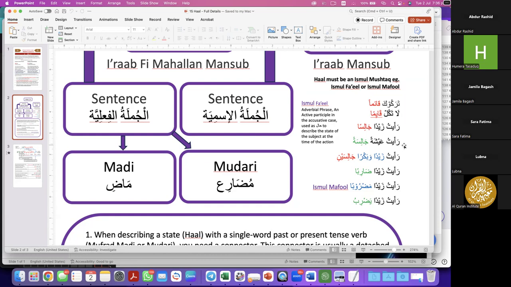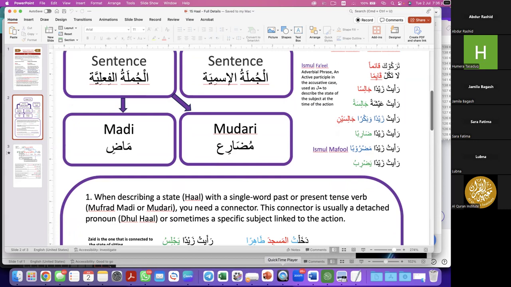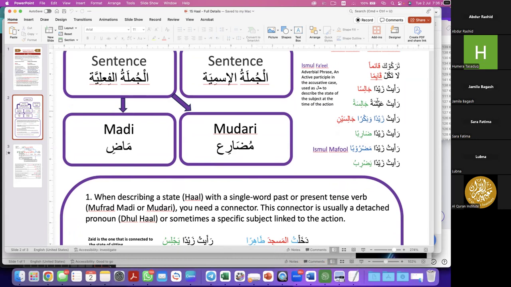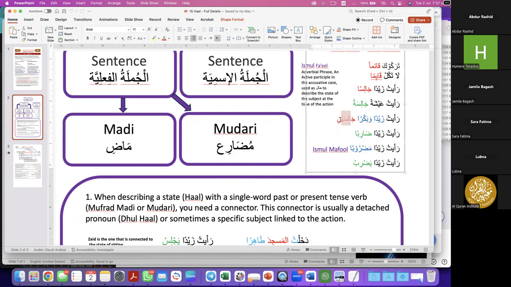Can you see? Not only detached pronoun, not only damirul munfasil, also an individual, a specific subject linked to the action in sitting condition. Okay, this is simple, straightforward. This is the person. This is subject itself who is in sitting position. So this is the zulhal. Are you okay with that, Aishata? Everyone. Ra'aytu Zaidan wa Bakran jalisaini, two. Dual here. So I saw Zaid and Bakr both of them in sitting position. So this is Ismul Hal. And what is the Zulhal here? Both Zaidan and Bakran.